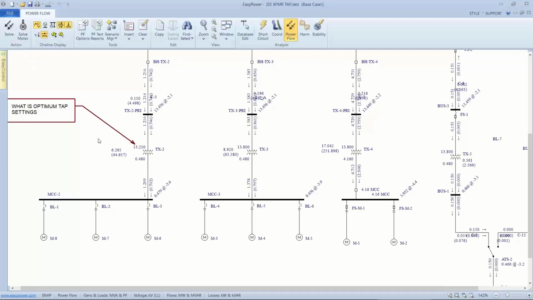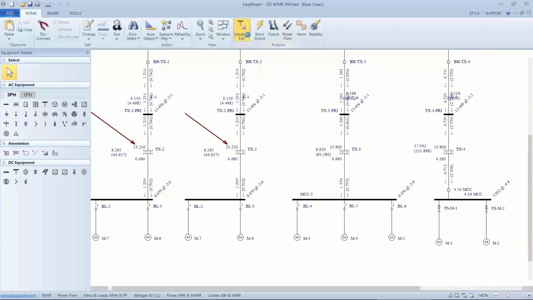And if I look at my load tap now, I'm showing if I tap this at 13.21 kilovolts, I could hold my output at 480 volts with this loading. So what I want to do at that point is go back and change my tap on the transformer to 13.21. So let's go back and do that.